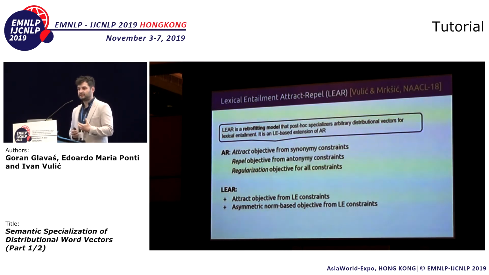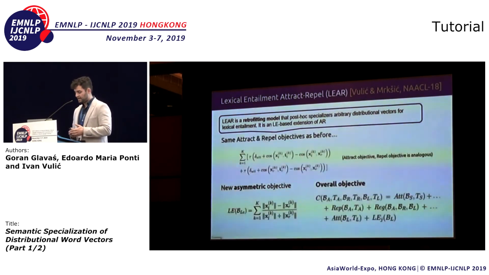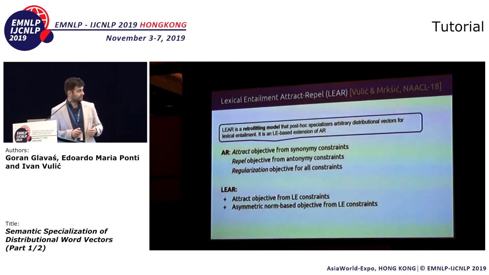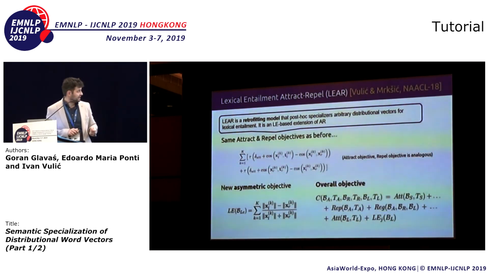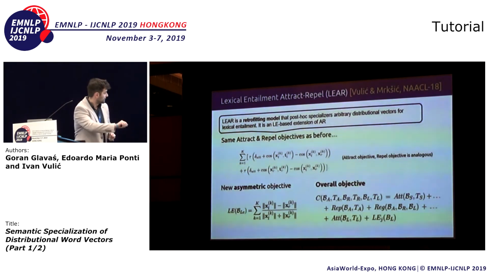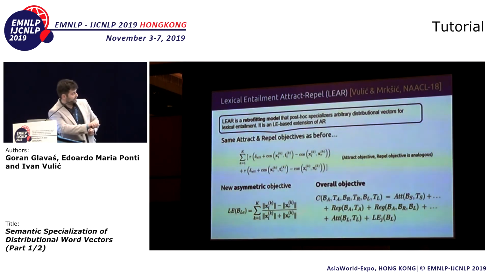And the idea is basically just to augment the attract and repel terms that you have for synonyms and antonyms with additional objective constraints that come from the LE constraints, lexical entailment constraints. So what you basically add is an additional attract objective for all the hyponym pairs and an asymmetric norm-based objective that tells you the hyponyms should have a smaller norm than the hypernyms. So this is how this additional asymmetric objective looks to the left. In the denominator we have a difference of the norms, so that's why it captures asymmetrically the fact that hyponyms should have smaller norms than the hypernyms.